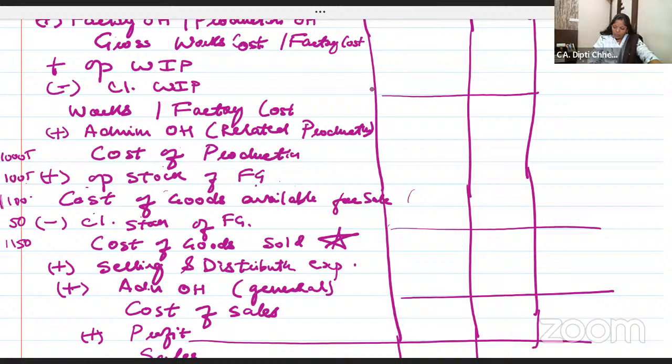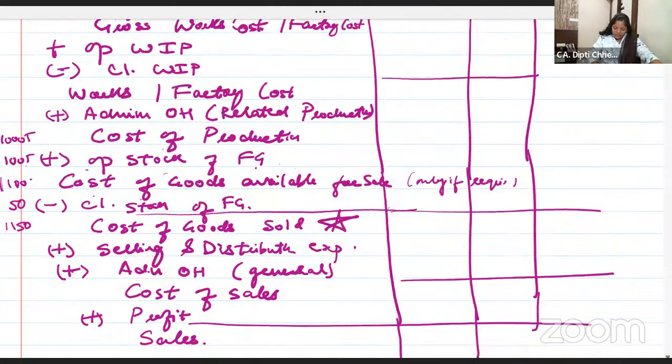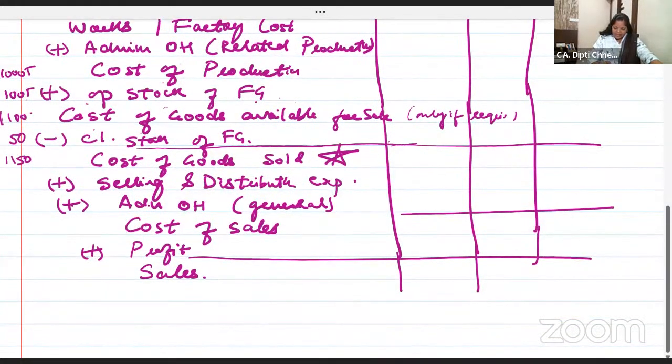This you do only if required. Otherwise, directly you can write opening stock minus closing stock. You will get the cost of the goods which are available for sale, minus closing stock will give you the cost of the goods sold. Add selling and distribution expenses, admin if it is general, cost of sales, and profit and sales.